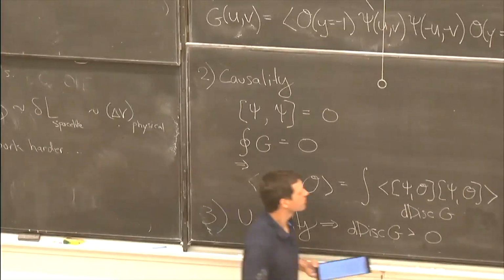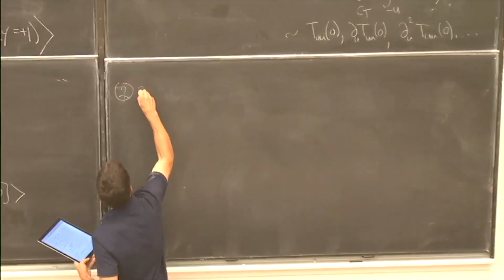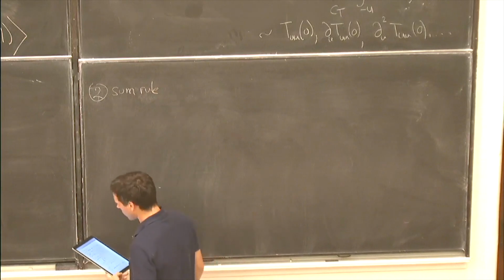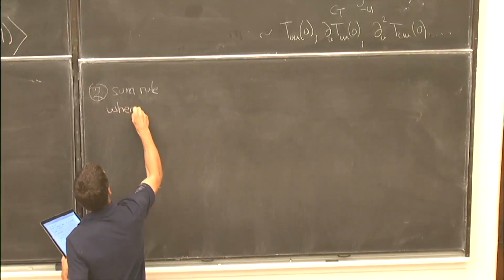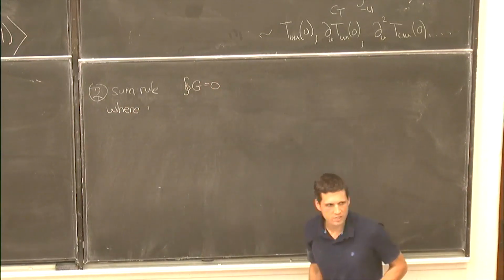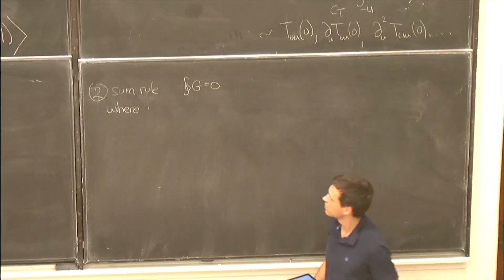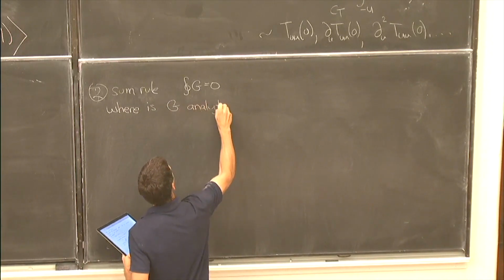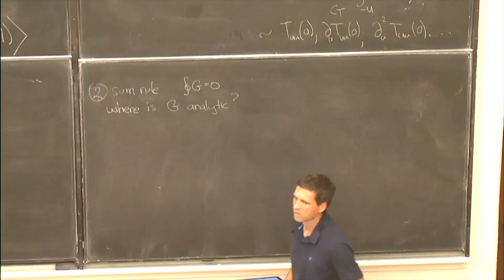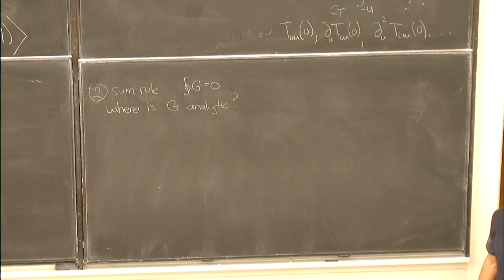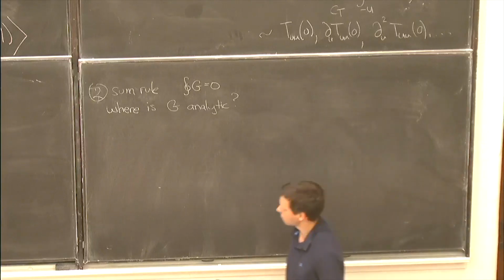Okay, so that brings me to the sum rule. Remember that we're going to get the sum rule by figuring out where g is an analytic function and then doing a contour integral. So where is g analytic? David talked about this in detail, so I'm not going to give the argument, but I'm going to make the statement again in a way that I think is slightly different from the way David said it.